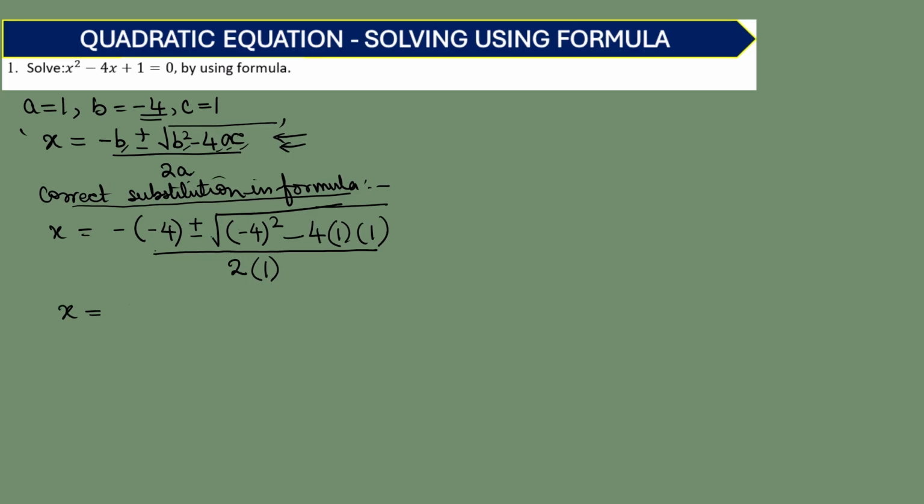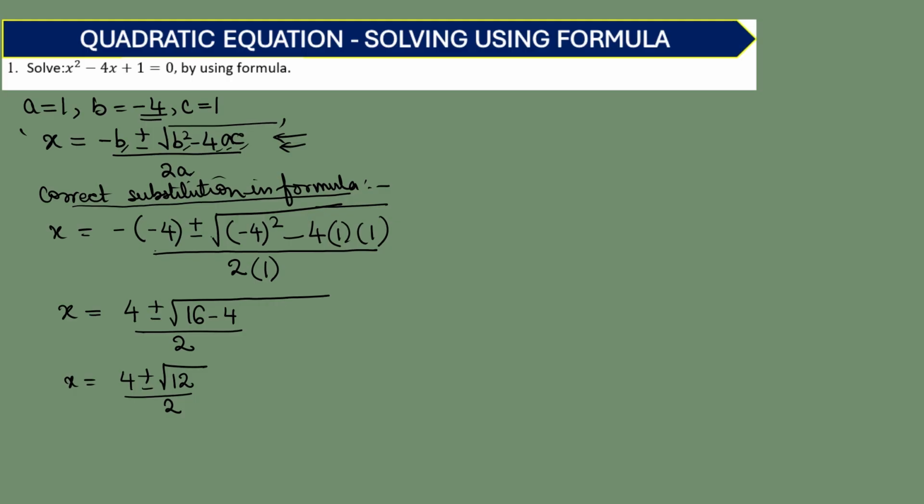So what will be the values of x? The values of x will be 4 plus minus under root of minus 4 the whole square, which is 16, minus 4, under root of 2. Alright. So what is the value of x? It is 4 plus minus under root of 12 upon 2.